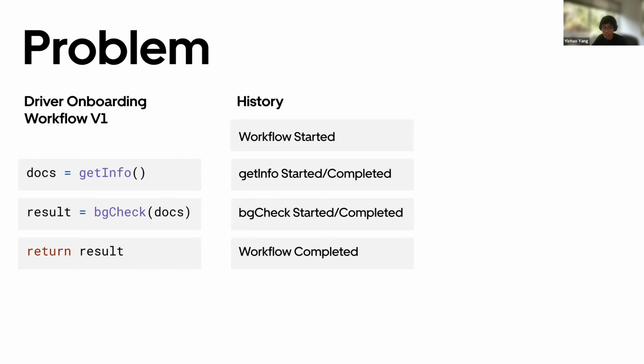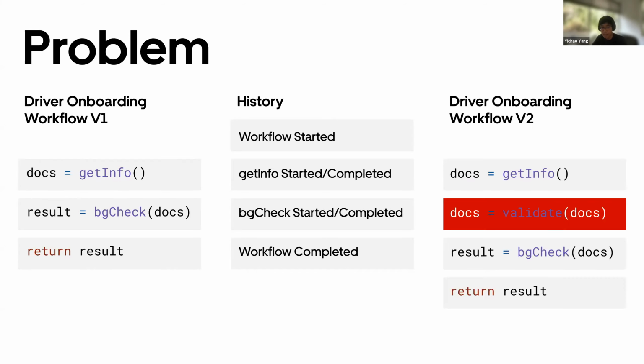What if we want to build a new feature that requires an extra workflow step? For example, in this case, we want to manually confirm the gathered docs before running the background check step. For normal code, we can just add an extra line of code, but it won't work for Cadence. This is because during workflow replay, Cadence will find that the history, which says the background check activity, no longer matches the new validation activity. So Cadence cannot rebuild the workflow state anymore.